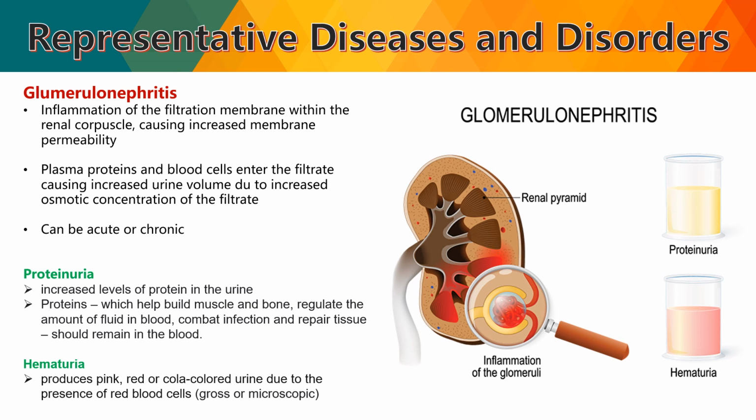So if the protein is coming out of your body through your urine, of course, it would affect your muscles and bones, and the regulation of fluid and infection in your body. On the other hand, you can also have hematuria. In hematuria, it produces pink, red, or cola-colored urine due to the presence of red blood cells in your urine. It can be gross or microscopic.